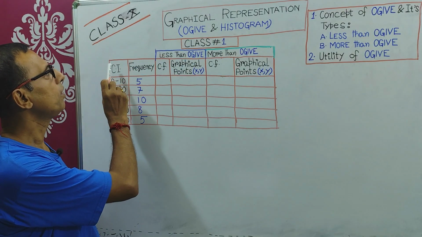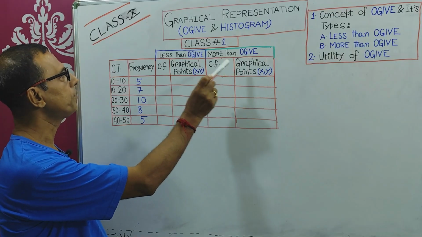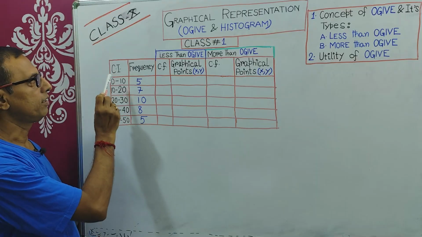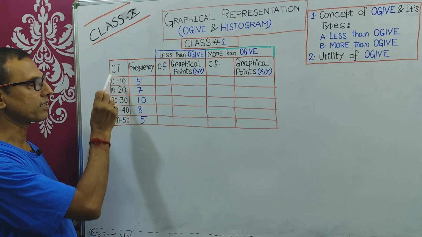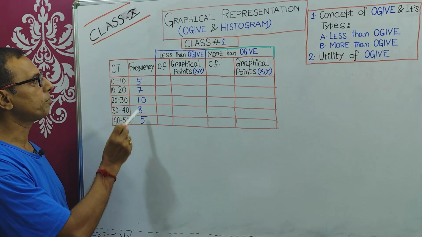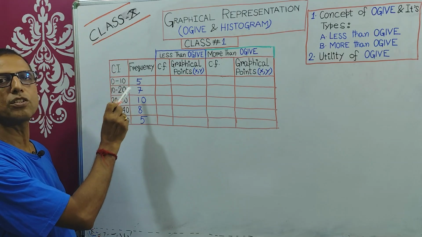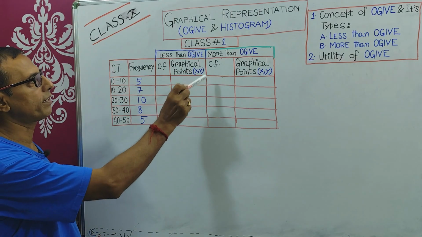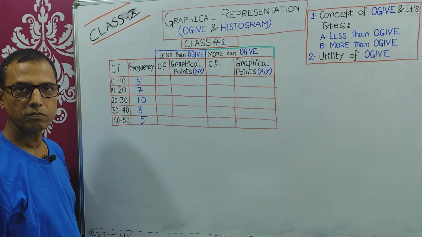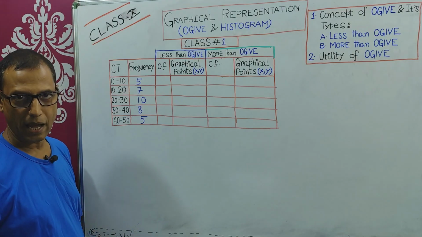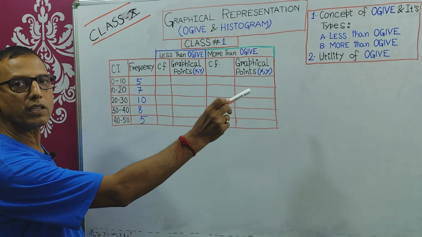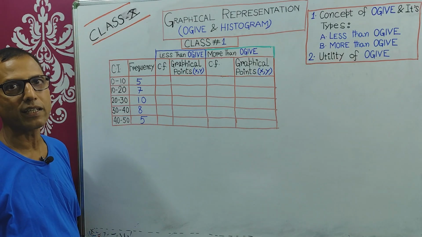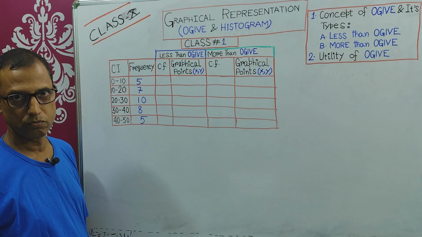Today we will explain the OGIVE utilizing this group data. What you can see here, right? We have the class interval in the first column, and in the second column we have the respective frequency against each of the class interval or the group data. Then we will fill up the rest of the columns, and then we will draw the graph. We will draw the less than OGIVE curve and more than OGIVE curve, and then you will understand exactly what it is and why it is used.